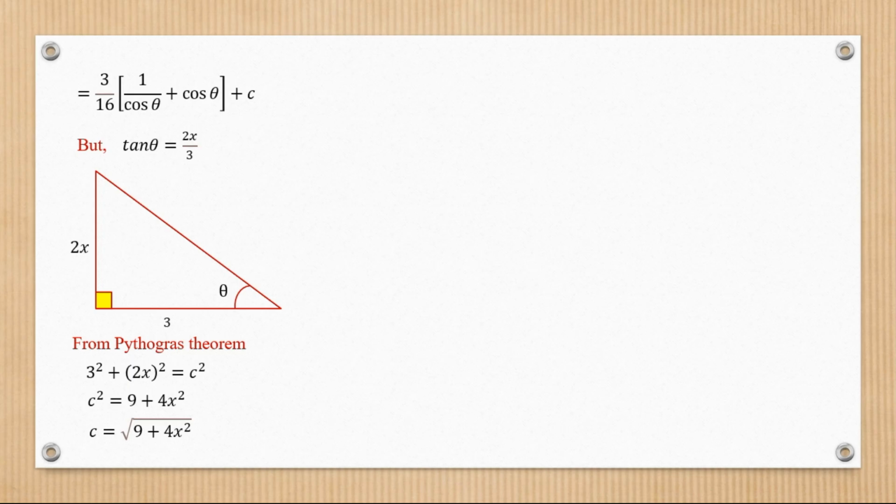So c shall be equal to root of 9 plus 4x squared. So now that means that's going to be our hypotenuse. So therefore, cos theta shall be equal to 3 over root of 9 plus 4x squared. So this is what we end up having. So now we know what we can represent our cos theta as.